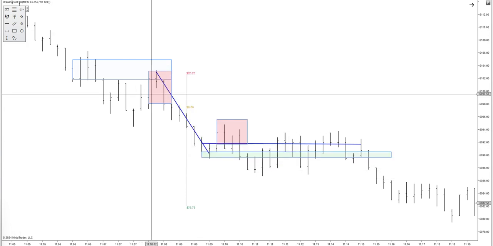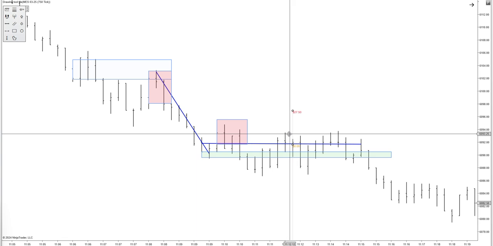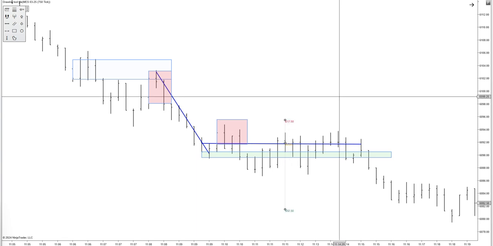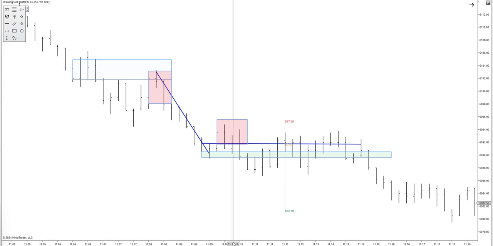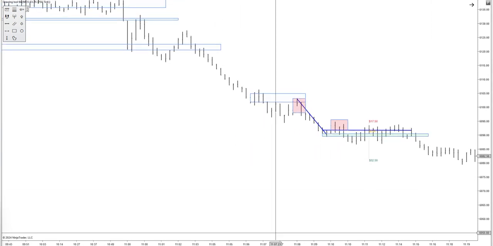And then orders here. And where else are you going to put your risk? You have to have a stop. Anybody that says I trade without a stop, there's so many things about that.